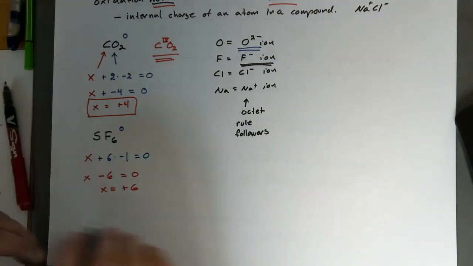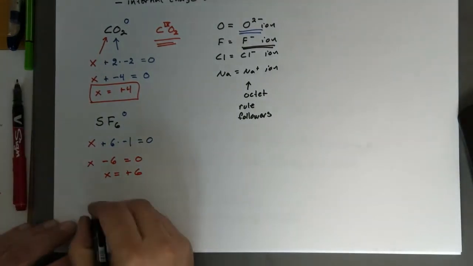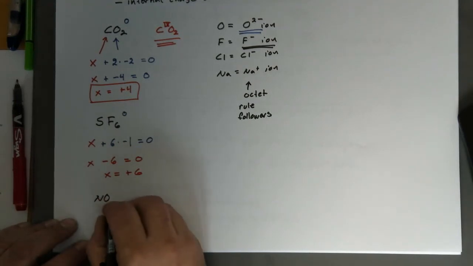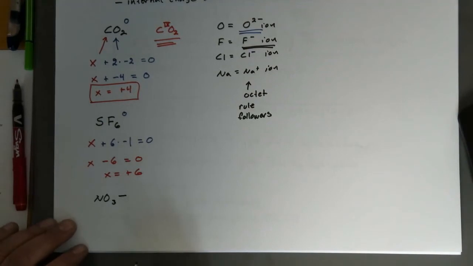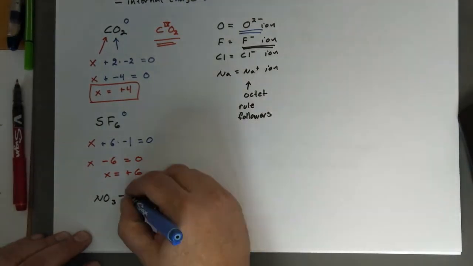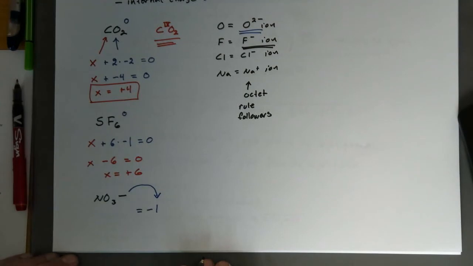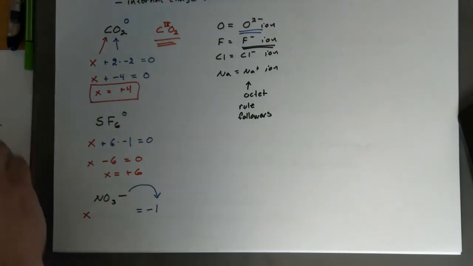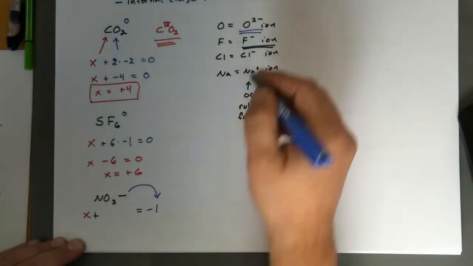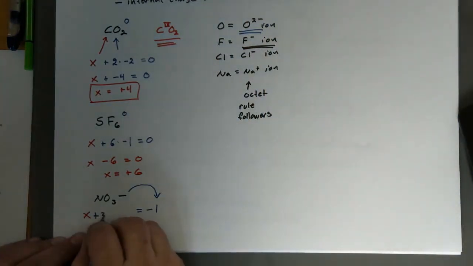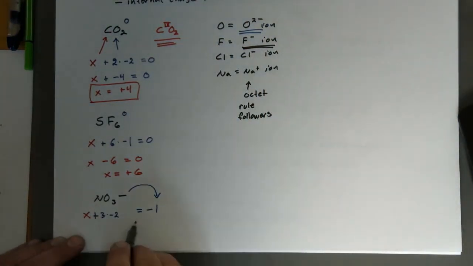We do one more example. Let's look at NO3 minus. So now the overall is not equal to 0, it's equal to minus 1. And the X is going to be plus, remember oxygen is an octet rule follower, so we have 3 times minus 2 equals negative 1.